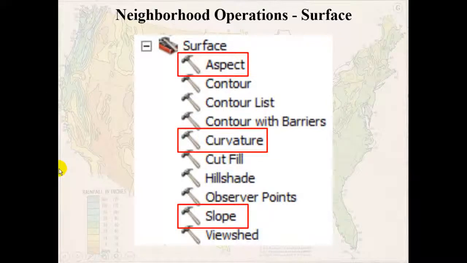There are several neighborhood operations that are associated with terrain. The 3 most important ones are slope, aspect, and curvature. I'll talk about these later when I talk a little bit about terrain analysis. Slope is, of course, the steepness of the terrain. The aspect is the direction that steepness is pointing or falling. And the curvature is whether it's curving up, curving down. That's actually what would be known as the derivative of the slope.